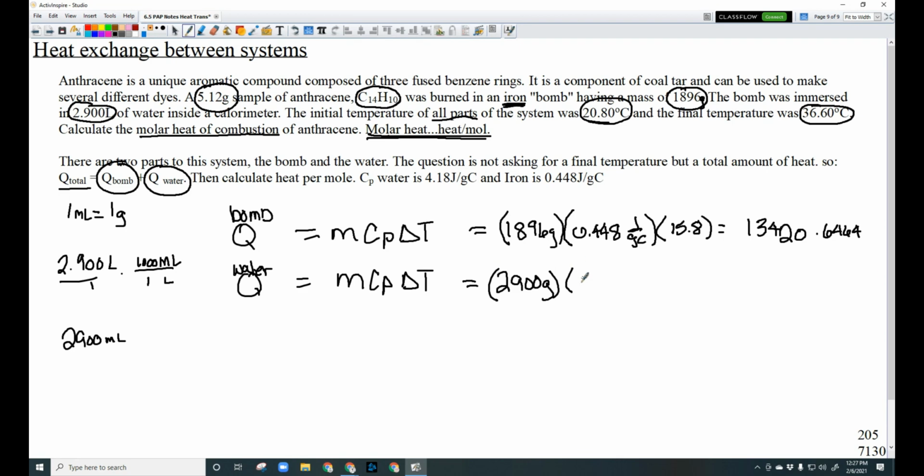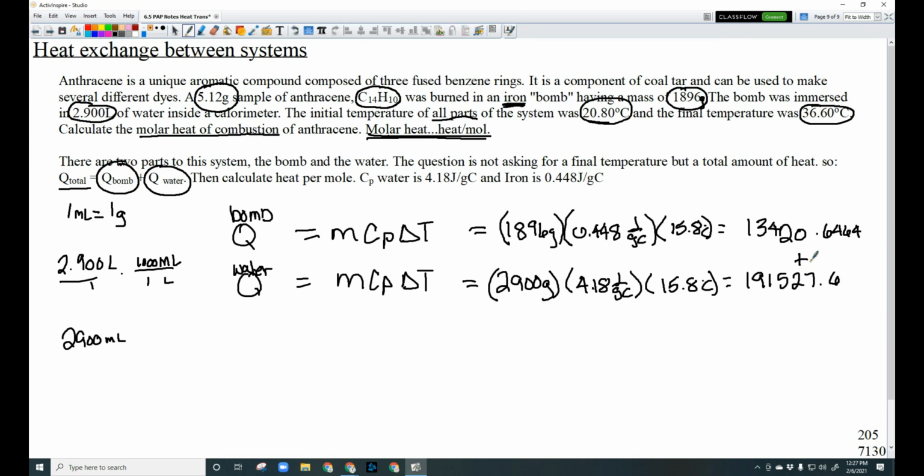All right, so 4.18 is the specific heat of water, and it's going to be times the same 15.8 degrees Celsius change in the temperature. Let's see if I can calculate it correctly, pushing all the correct buttons the first time. So 2900 times 4.18 times 15.8. That's going to give us 191,527.6. That's a big number. All right, so we need to add these two numbers together.